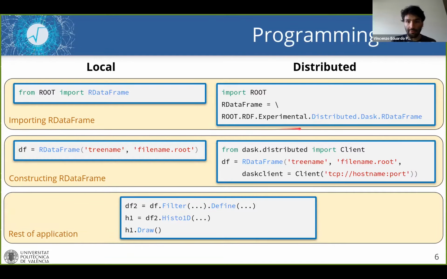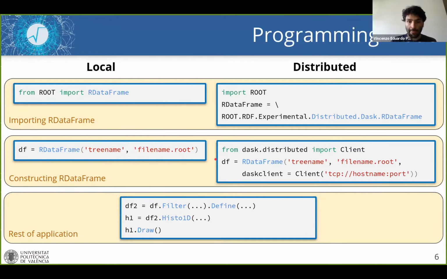So these things live in their own root submodule. For this example, I just wrote the code to retrieve a Dusk RDataFrame. So you see there's distributed.dusk.RDataFrame. And for easiness, you can just store it into a variable. So later calls to RDataFrame will actually point to the distributed RDataFrame class.